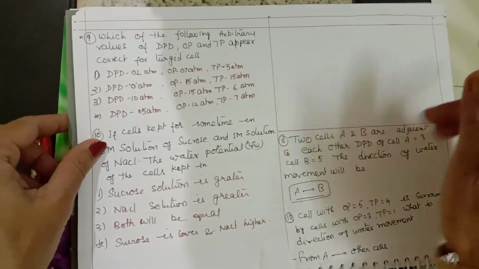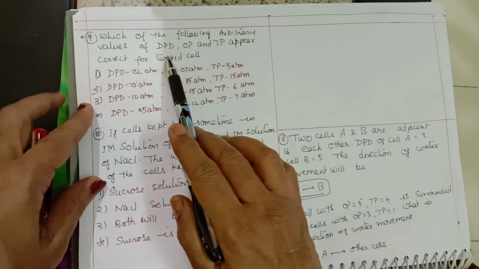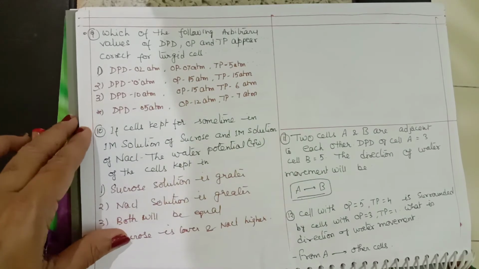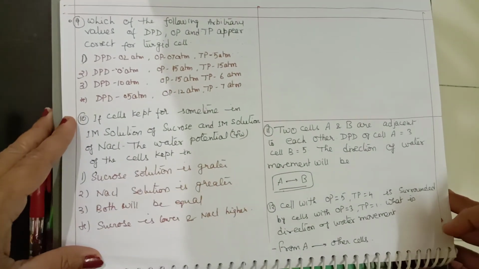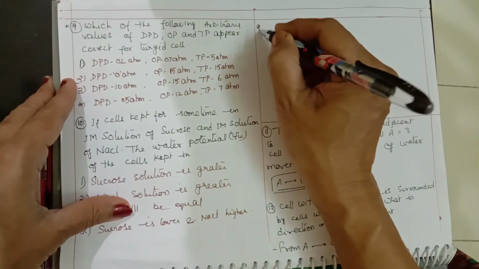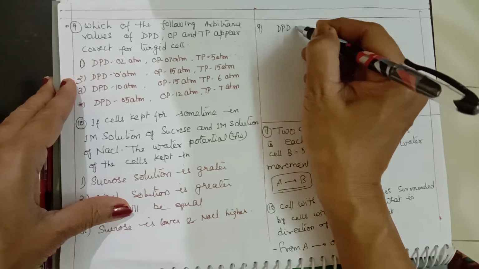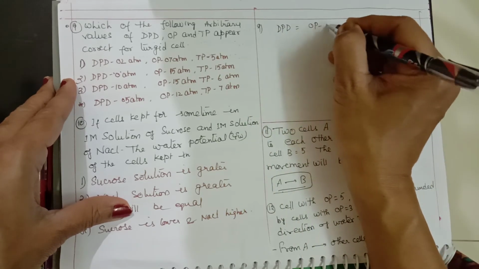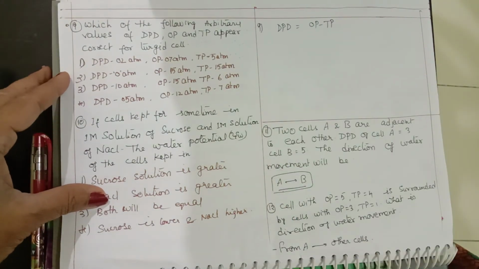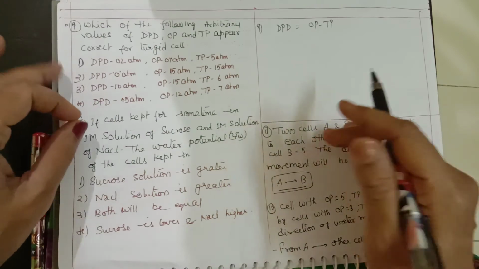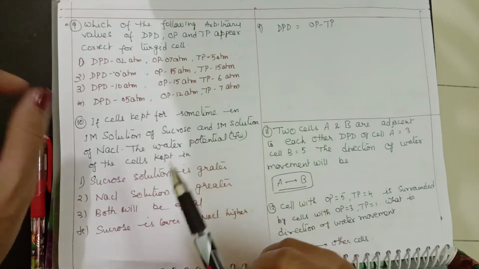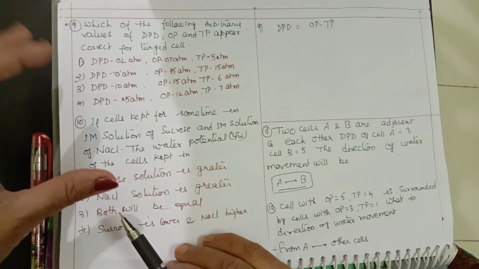Which of the following arbitrary values of DPD, OP and TP appear correct for a turgid cell? In the previous session, we discussed DPD. I gave you that DPD is equal to OP minus TP, where OP is osmotic pressure and TP is turgor pressure. We also discussed the case of turgid cell and flaccid cell. So here the correct option for a turgid cell is asked. So in a turgid cell, what happens?